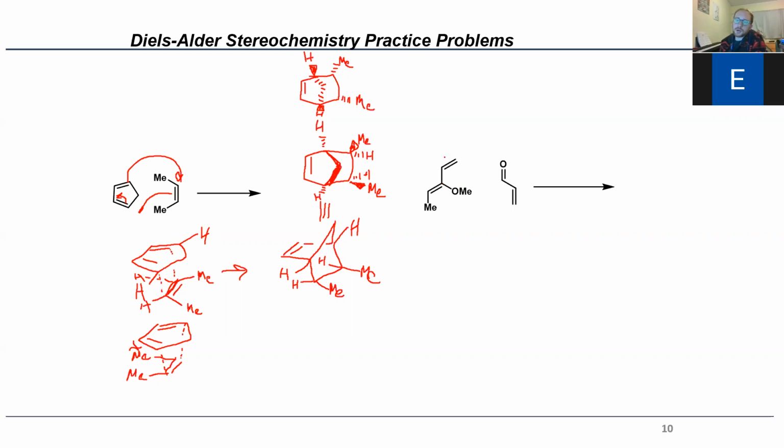I'm going to now draw my diene in the S-cis configuration. Notably, the methyl group here is out. It's still out here. And so we have our methoxy group here.